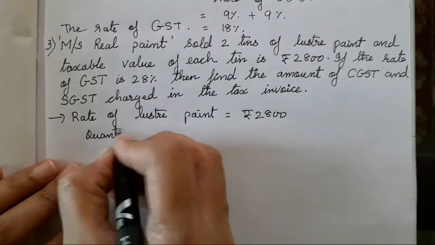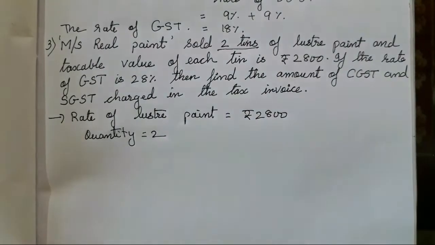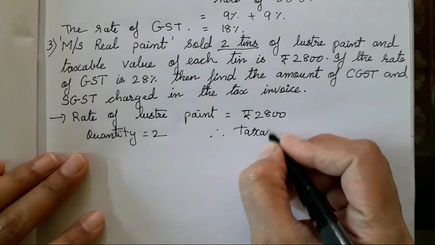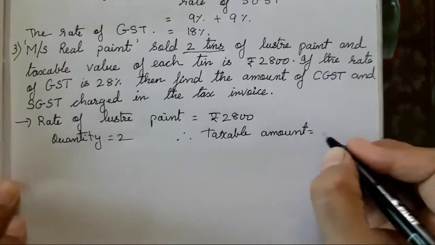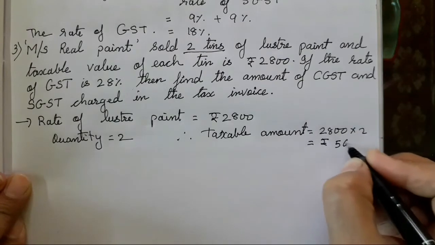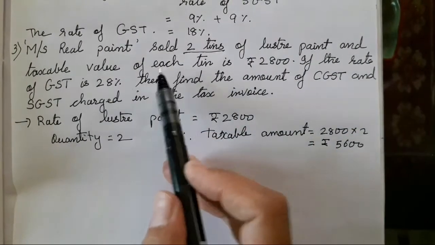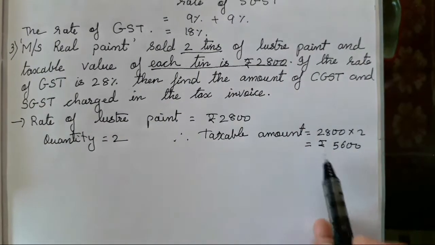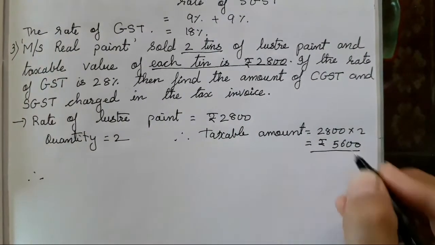Quantity is 2. So the rate of 2 tins is supposed to be how much? 2,800 into 2. Therefore the taxable amount is equal to 2,800 into 2, which is rupees 5,600. Got it, children? The price of 1 tin is given, so we had to find the price of 2 tins, which is this.